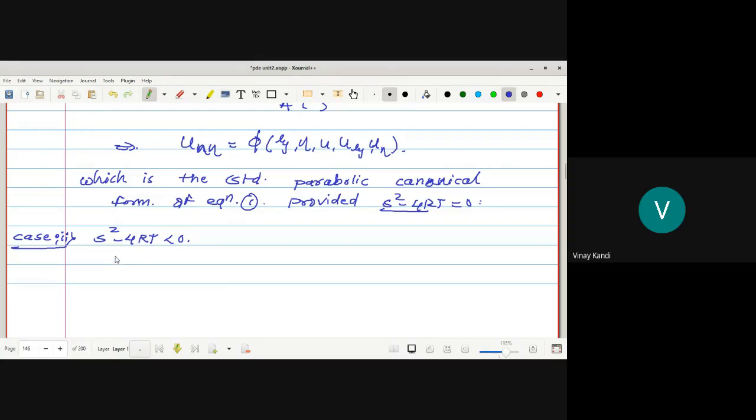Okay, now tell me, if the discriminant of the quadratic equation ax square plus bx plus c, that is b square minus 4ac, is less than 0, then what is the nature of the roots? Not real. Imaginary, that is complex. Okay, so that we will see in the next lecture.